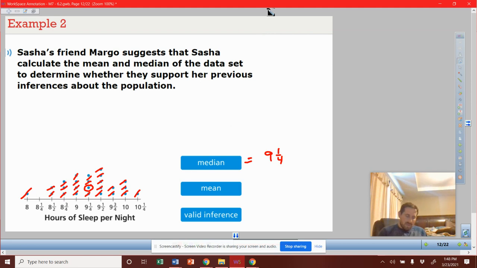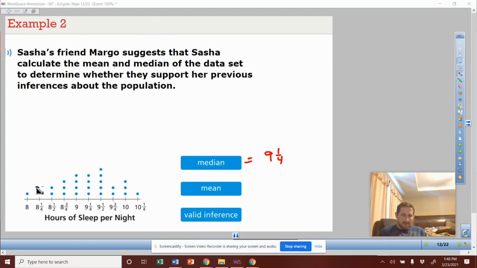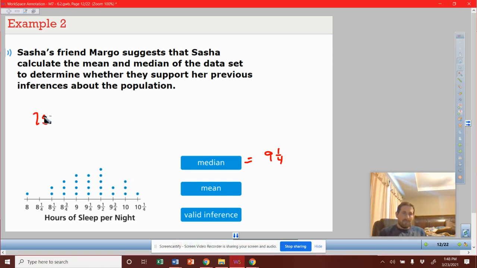Well, at this point, we need to take each of those numbers and add them all up. So first of all, how many do we have? 1, 2, 3, 4, 5, 6, 7, 8, 9, 10, 11, 12, 13, 14, 15, 16, 17, 18, 19, 20, 21, 22, 23, 24, 25. There are 25 numbers.